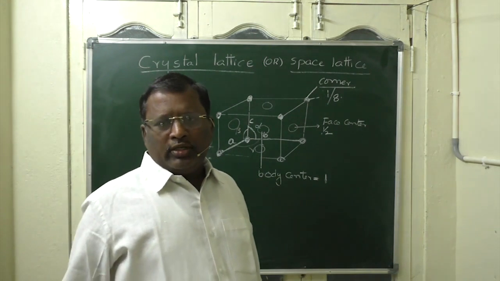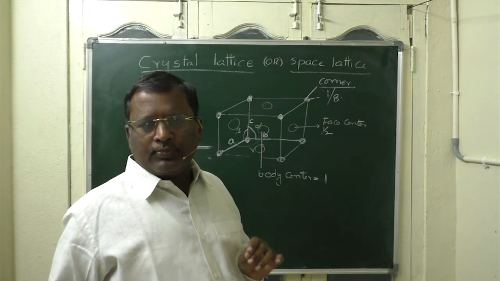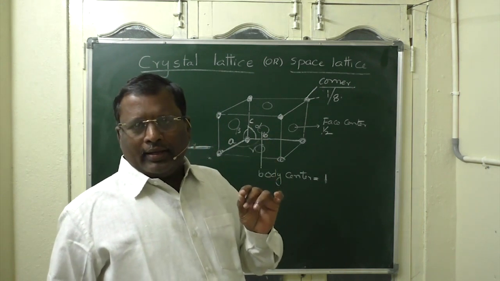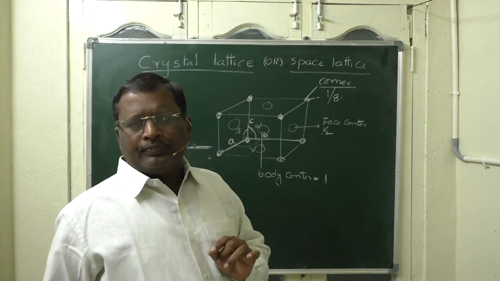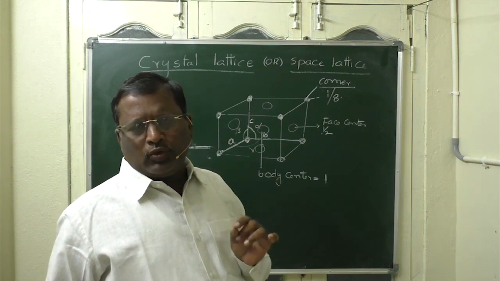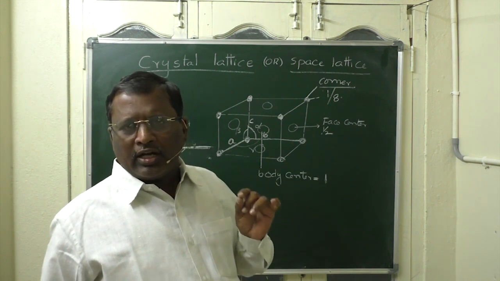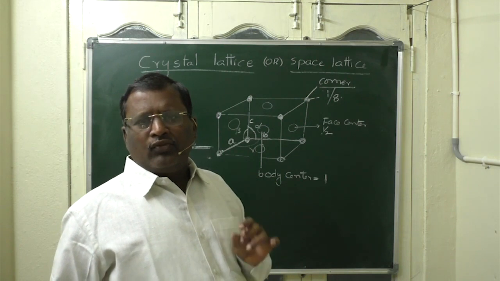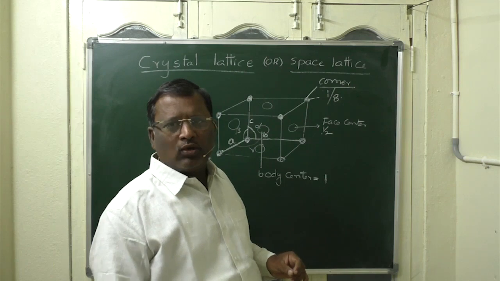Another important point that we have to discuss is lattice points. Lattice points means the places where the constituent particles are present. There are several lattice points for a unit cell, namely corner of the unit cell, side edge of the unit cell, face center and body center. Now, let us discuss one by one.